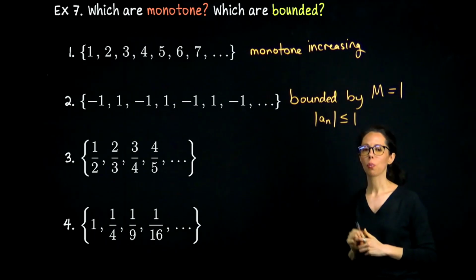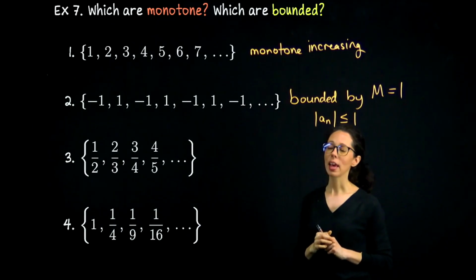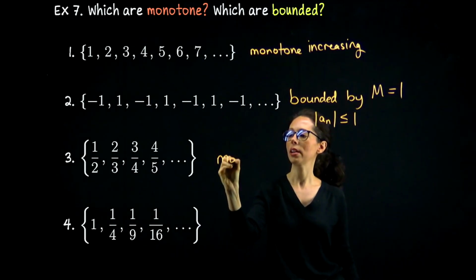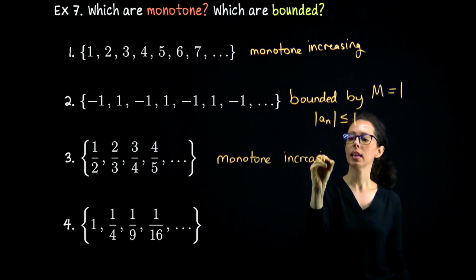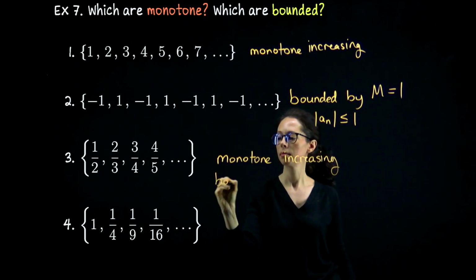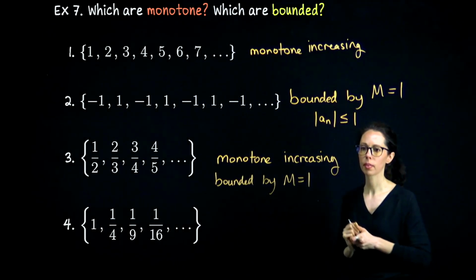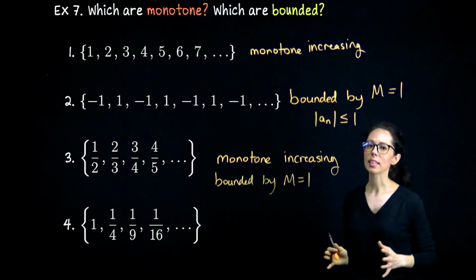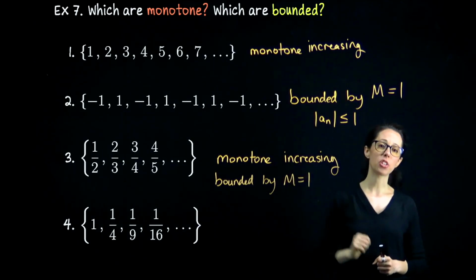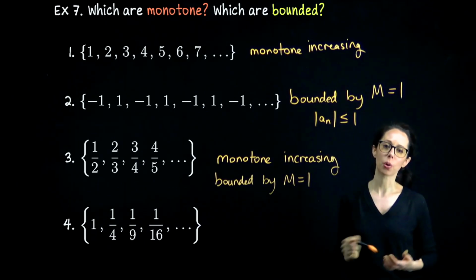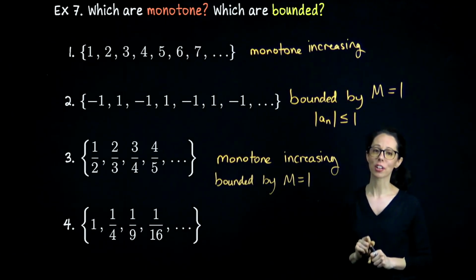For this third example, we have a half, 2/3, 3/4, 4/5, then 5/6, et cetera, et cetera. This sequence is increasing. So this is a monotone increasing sequence. And it is also bounded by 1. For both of these examples, 1 is the smallest bound that you could give, but it's not the only correct bound. You could say it's bounded by 2 or it's bounded by 10. Those numbers would also work as bounds. Often we do like to give kind of the best bound, if you will, but it's not a requirement to meet the definition of bounded.